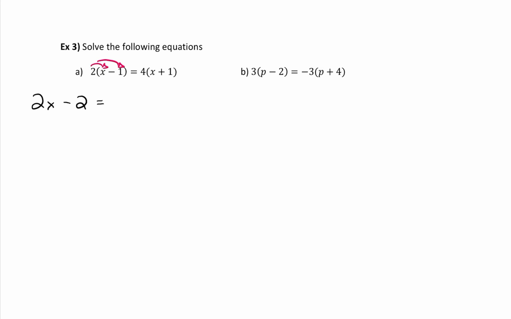We're going to do the same thing on the right. We're going to take the 4 and we're going to multiply it in. 4 times x is 4x. 4 times 1 is positive 4. All right, at this point, we're good to start combining things to the same side.